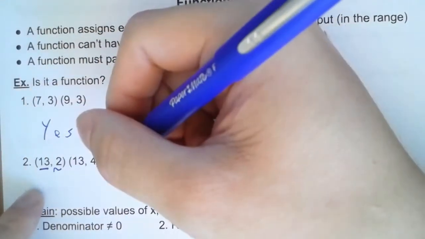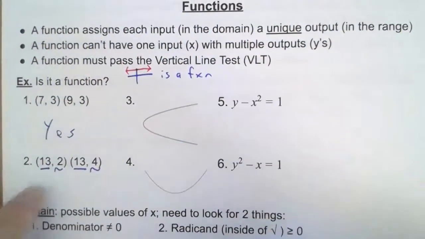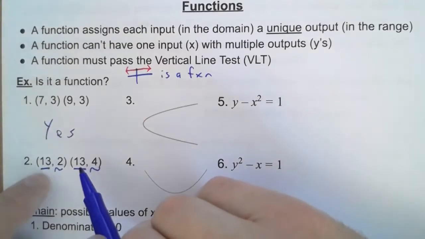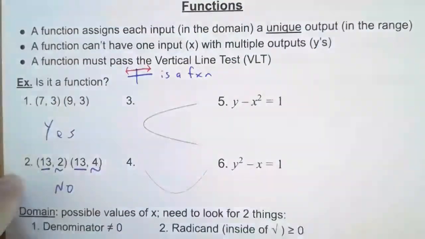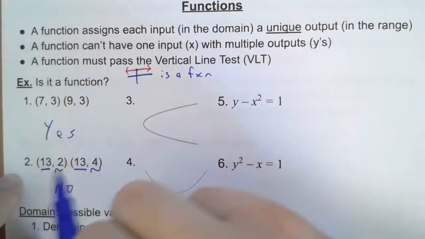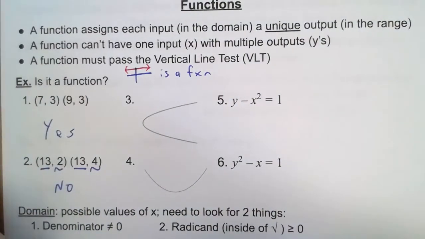Now here we've got this one, we input 13 and it outputs 2. And then this one, we input 13 and it outputs 4. Well, if we've got the same x, multiple y's, that is not okay. This one is not a function. That's exactly what we're not allowed to do, have multiple outputs for the same input.